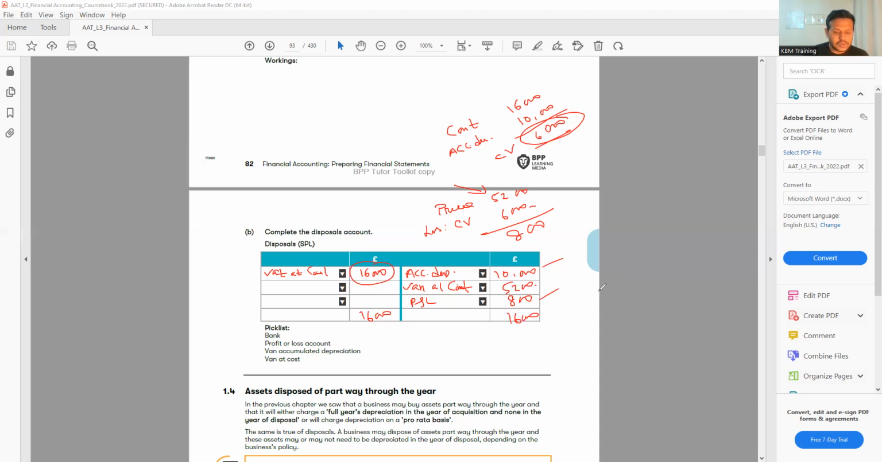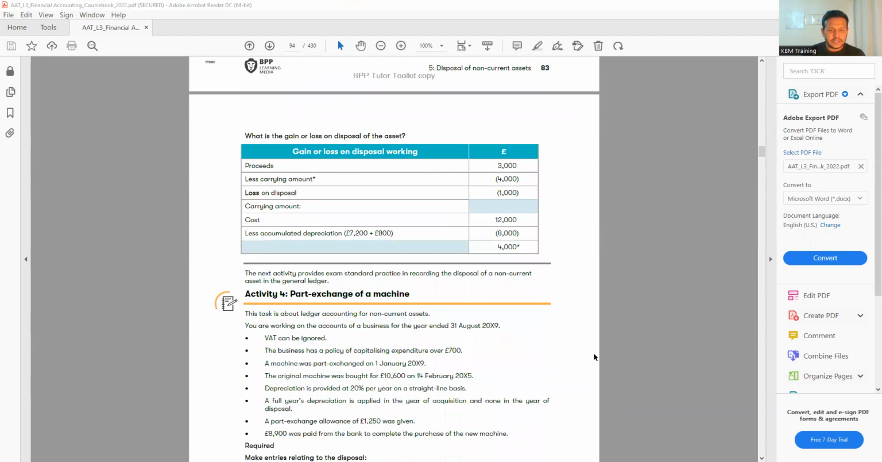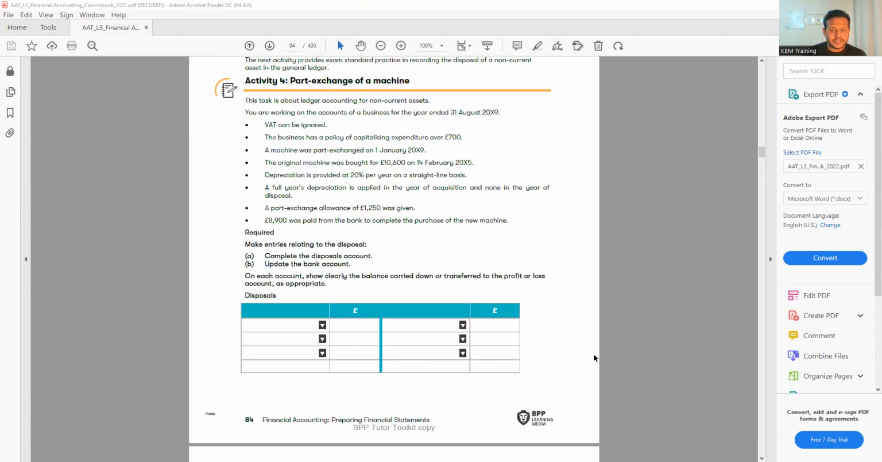All right, any question from anyone on this one before I move to the next one? Okay, let's move to the next one then. The next one, we have part exchange of a machine. I think I can leave this one as your homework. It's the same thing, so you can do this one after your lunch. It's the same question, the way we have practiced before, so you need to do it the same way.